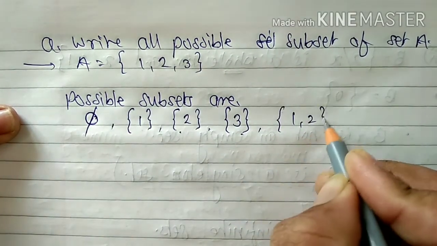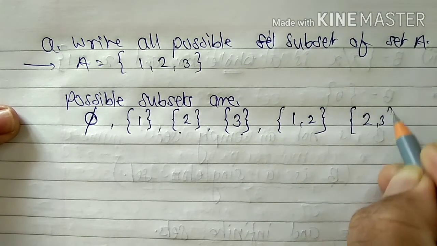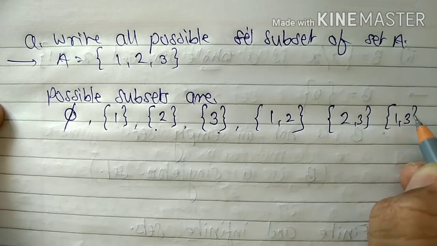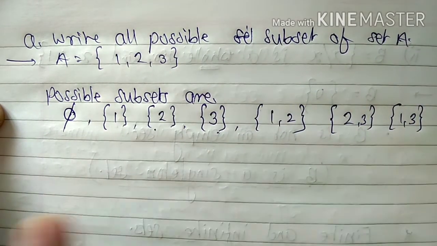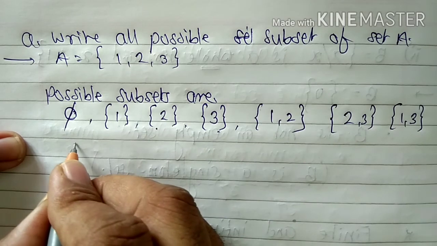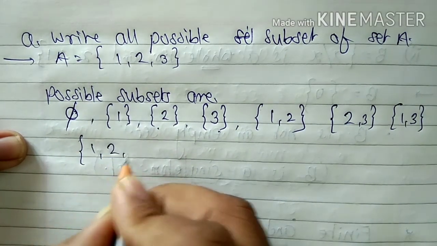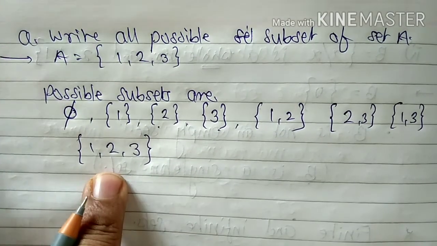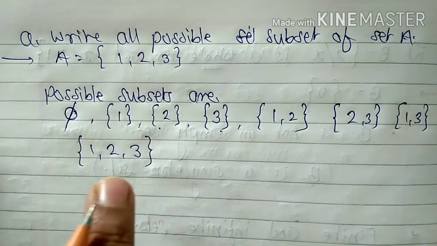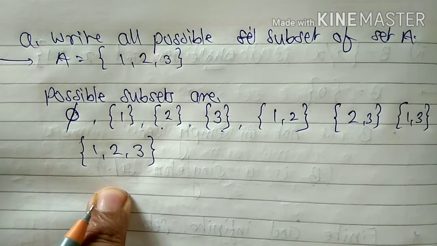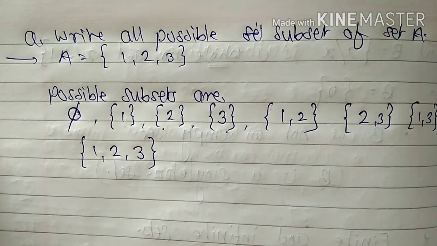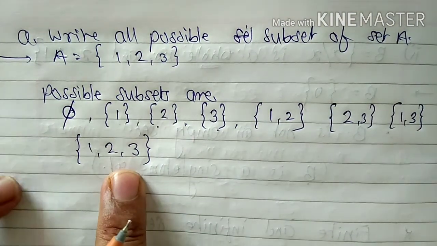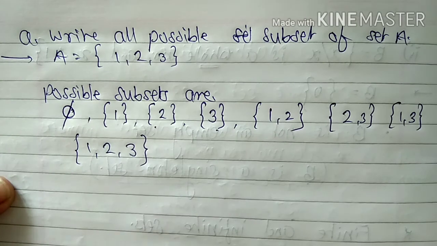Then 1, 2, 2, 3 and 1, 3. These 3 are also subsets of set A, and as well as 1, 2, 3 is also a subset of A. See, this and this are the same. Each set is also a subset of itself, a set is always a subset of itself. Okay, so these are all the possible subsets of set A.